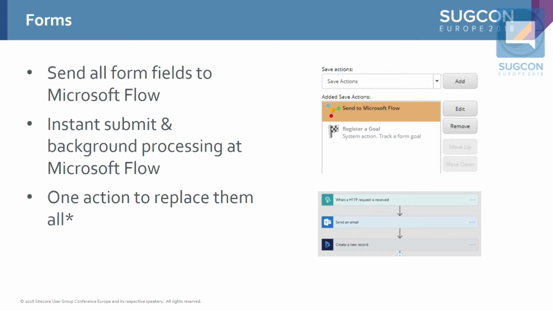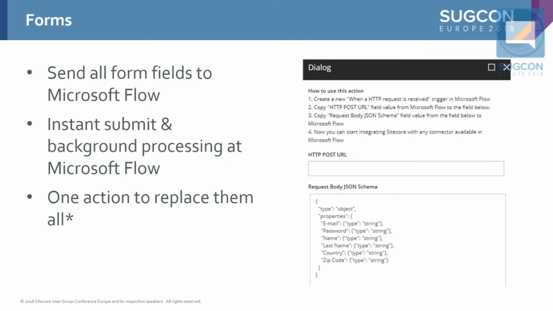And in most of the cases, at least more or less simple scenarios, it will be just one action which replaces all of the other actions you need, because you send the data to Microsoft Flow and the rest is processed there. How does it work? Within Sitecore, you just add one save action, and you need to configure just one field, which is the address of the trigger on the Microsoft side. And we also have something called JSON schema. It's basically a schema you can copy to Microsoft Flow, and it will have this smart IntelliSense on the Microsoft Flow side so that you can see which fields you can use in the flows.